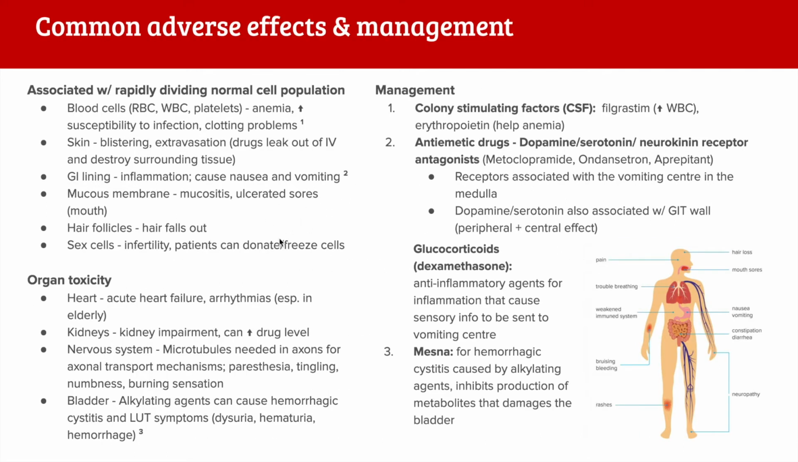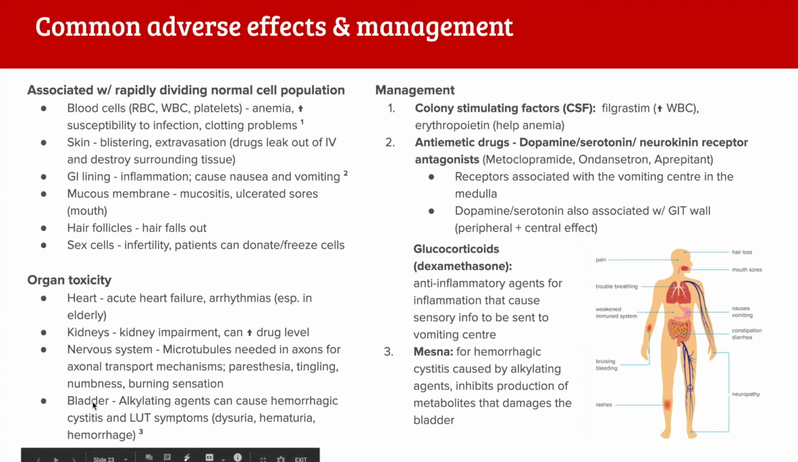Yeah. And for organ toxicity in the heart, it can cause acute heart failure or arrhythmias, so abnormal heart rhythms, and this is especially in the elderly, which is kind of troublesome because the elderly are normally the ones with cancer. The kidneys can get kidney impairment, and you should know by now that a lot of drugs are excreted by our kidneys, so it can increase drug levels in our body. It can also apparently affect the nervous system, because microtubules are needed in axons for transport mechanisms. That's why it can cause stuff like paresthesia: tingling, numbness, and burning sensations.